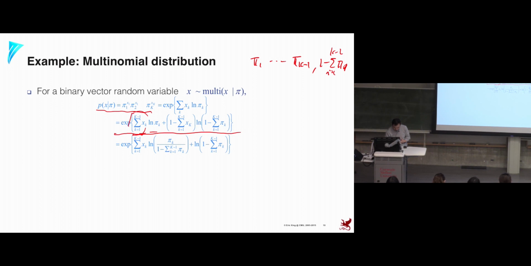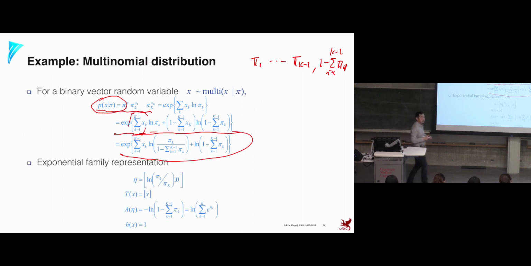Okay? And then, after some rearrangement, you will see that this distribution is now expressed in this way. It's a little bit ugly, but once you do some cleanup, you define the eta to be of this form, and you define the T to be this vector, you recover the exponential family canonical form. Okay?